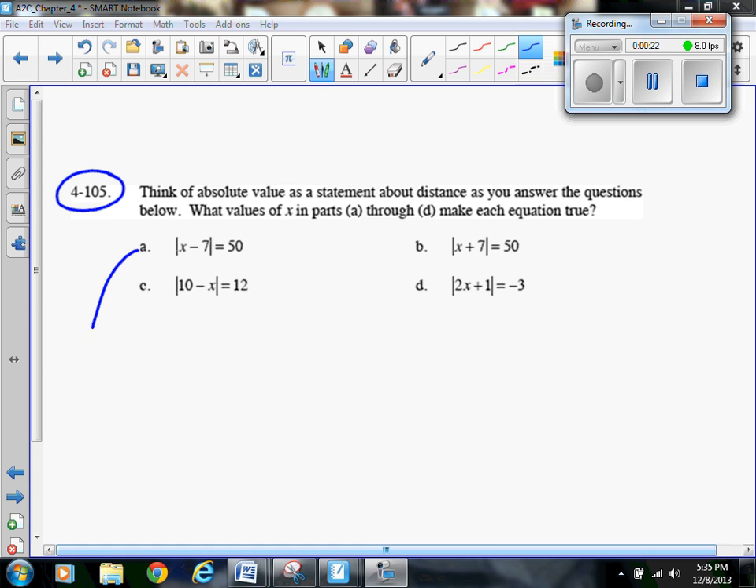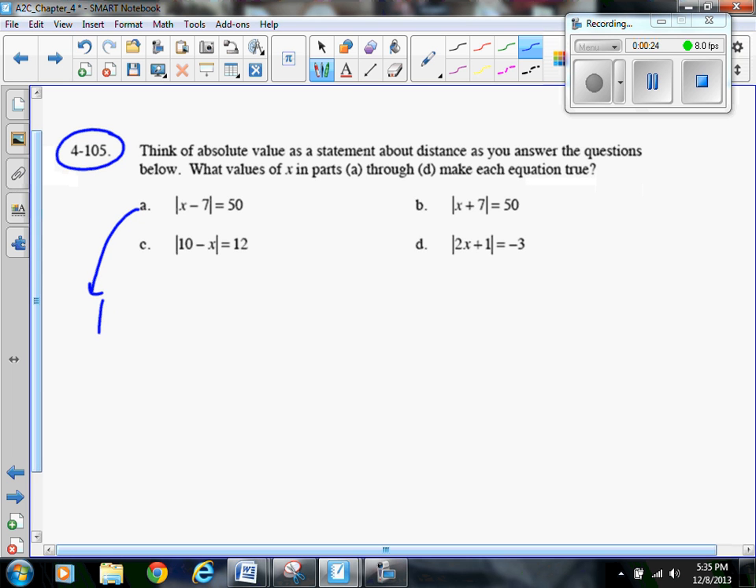In part A, you've got the absolute value of x minus 7 equals 50. You're going to get two answers for most of these folks. You want to make sure the absolute value is by itself, which in all of these problems it is. If there was a number in front of it or numbers outside of that absolute value, you'd have to get rid of them by doing things to both sides. These, the absolute value is already by itself.